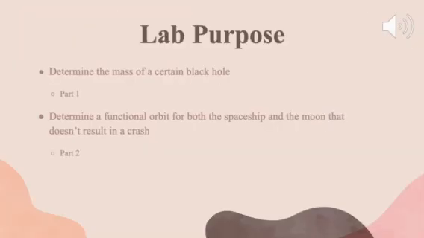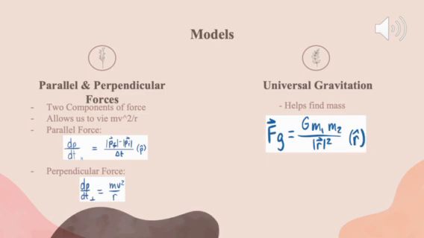This lab had many purposes. The purpose of Part 1 was to determine the mass of a certain black hole. The purpose of Part 2 was to determine a functional orbit speed for both the spaceship and the moon that doesn't result in a crash. The ultimate purpose of this lab, however, was to view physics models through these concepts. Two models that we used to reach these goals were parallel and perpendicular forces and universal gravitation.